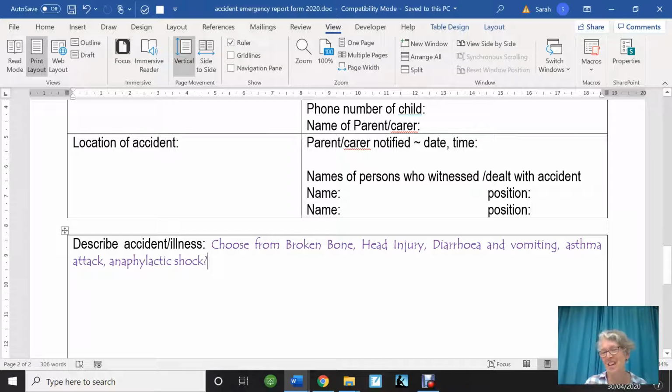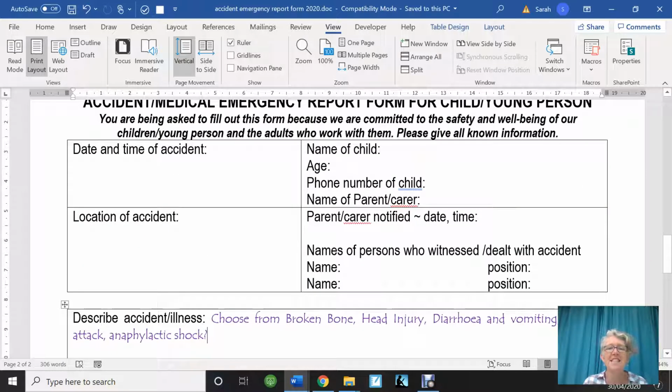Or you could choose diarrhea and vomiting. Lovely. Maybe a child having an asthma attack. Or do you know about anaphylactic shock? Is there a child in your school who has a peanut allergy? What would happen if they needed an EpiPen? So you've got to make, this is a case study. You're making up an imaginary situation.